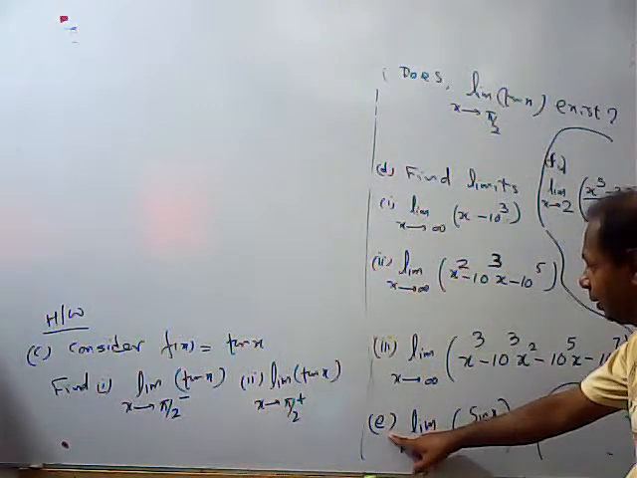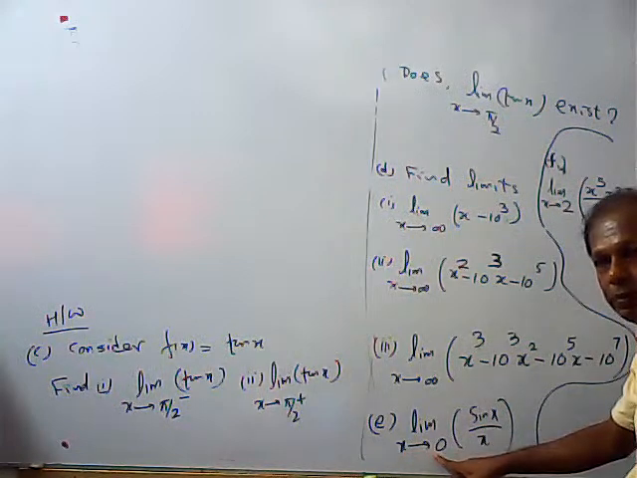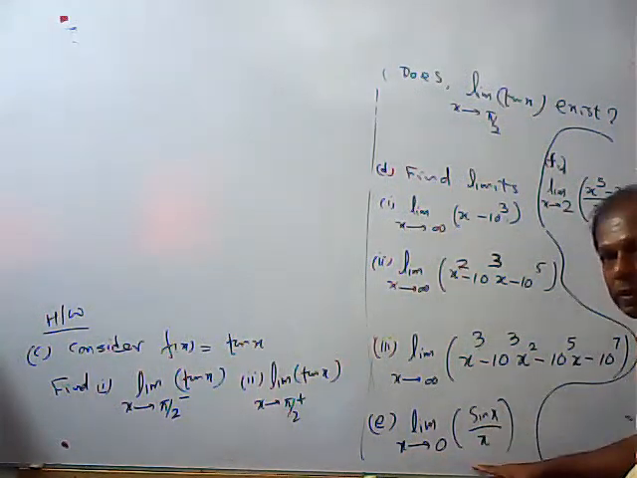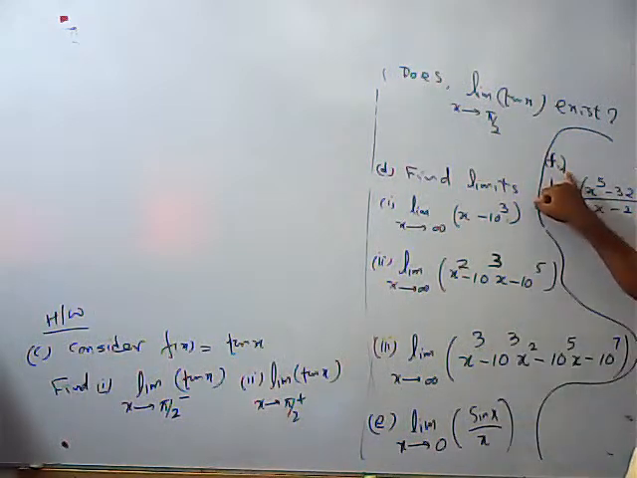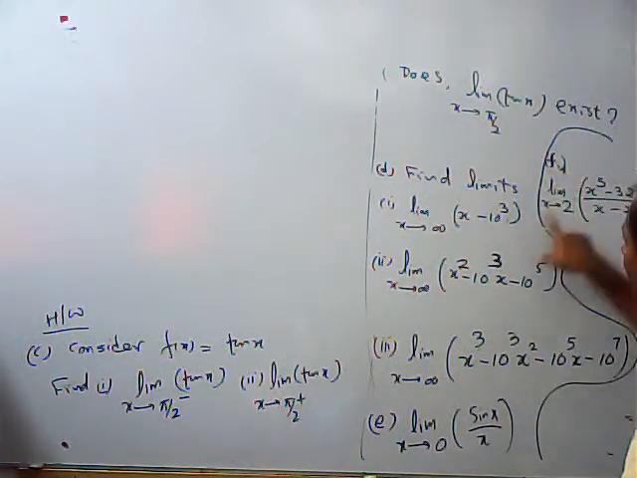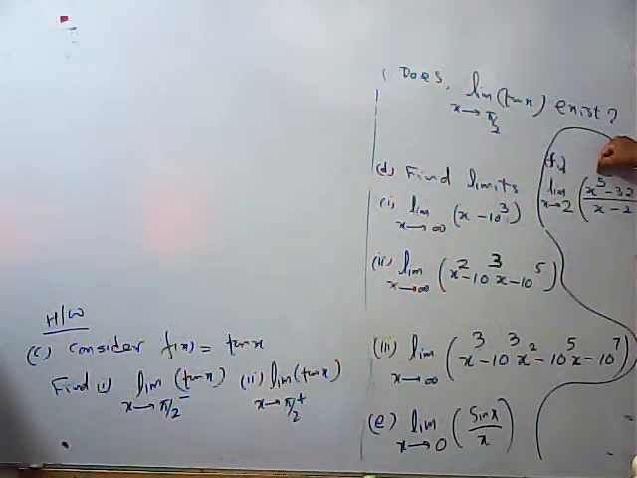Right? Then E: limit as x goes to 0 of sin x over x. And finally F: limit as x goes to 2 of (x to the power 5 minus 2 to the power 5) divided by (x minus 2).